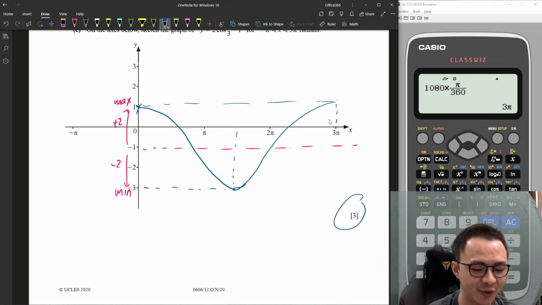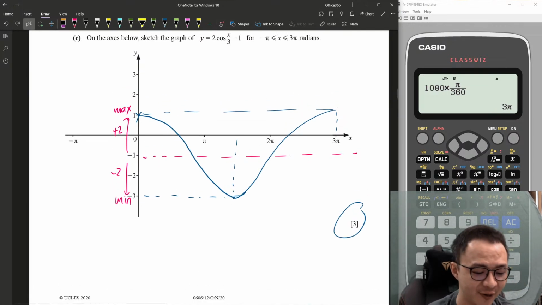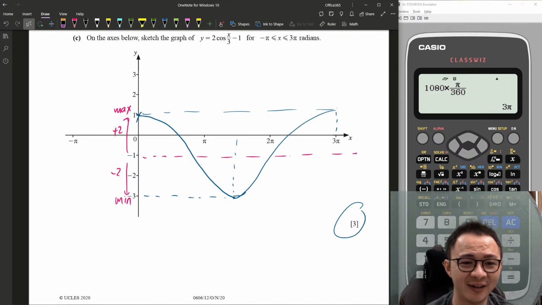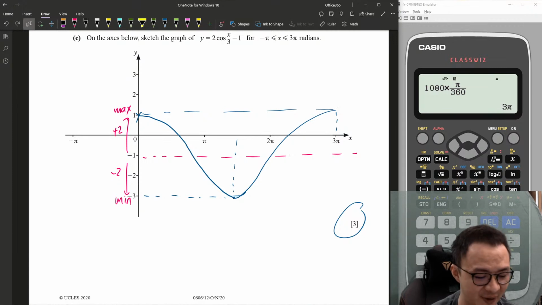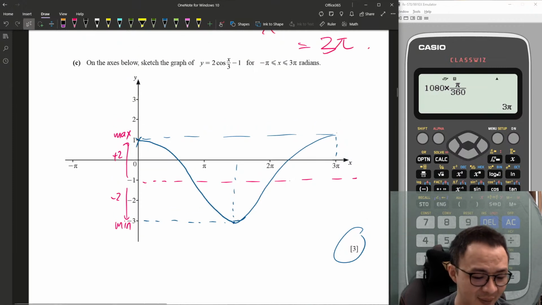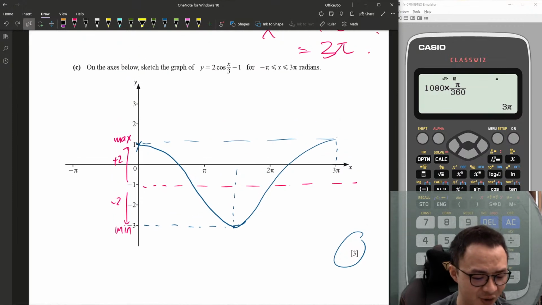Okay, so this is my cos graph. If you're not sure what value you will pass by, then you can actually use the table function in this calculator. But since it's only a sketch, I will just assume it's roughly here.